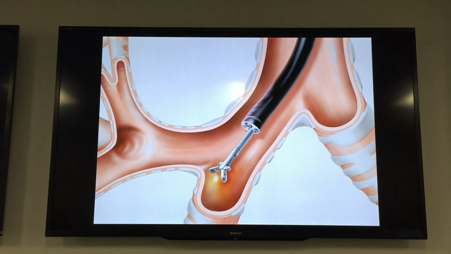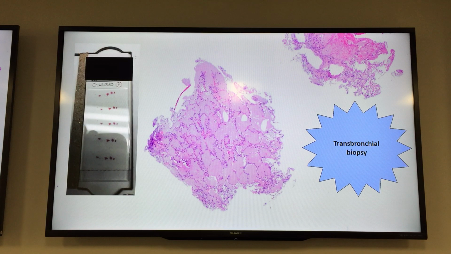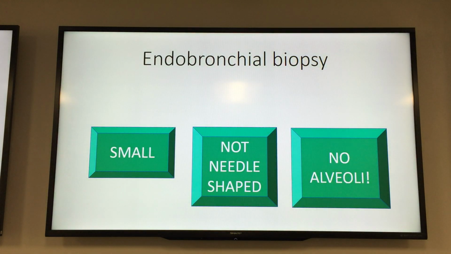Let's move on. So here is how it looks when you're actually in the bronchus with an alligator forceps. This forceps is then going to go into the lung and try to grab tissue from there. Okay? And you'll get this kind of a specimen. Now, an endobronchial biopsy is also small, also not needle-shaped because it's not a core needle biopsy, but it does not have alveoli. Clear to everyone?